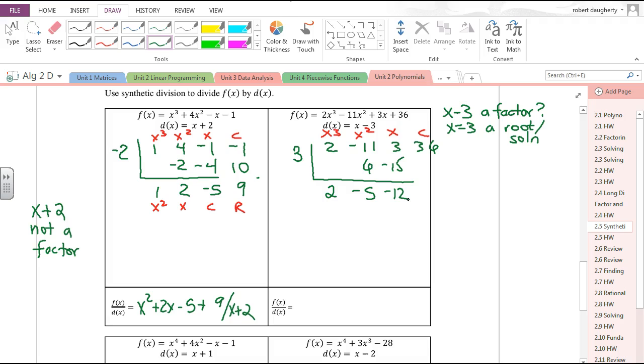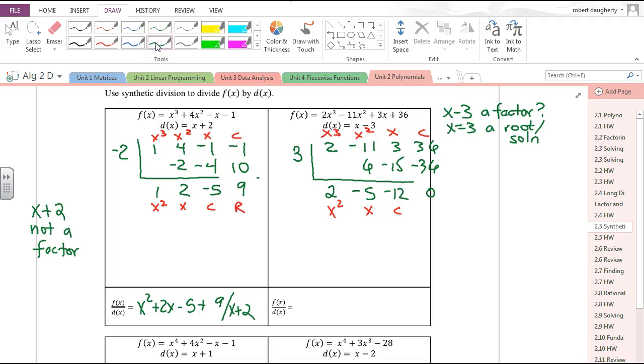3 times negative 12 is what? Negative 36. Add that to get 0. What does this mean? Yeah, x minus 3 is a factor. x equal 3 is a root or a solution. Okay, so this corresponds to my x squared, my x, and my constant.